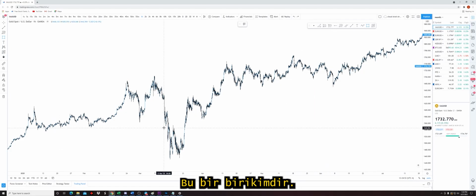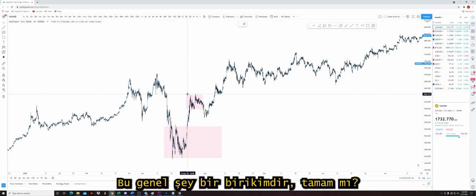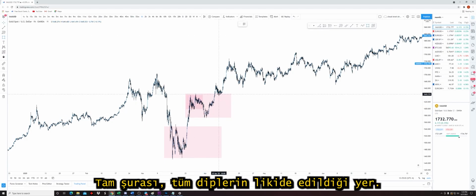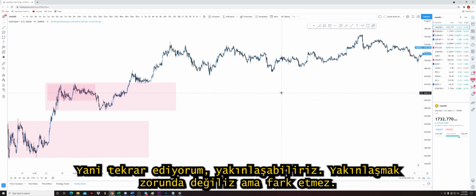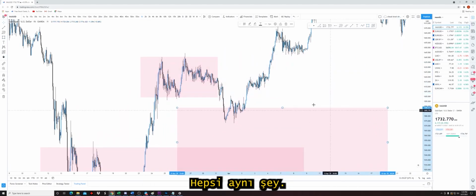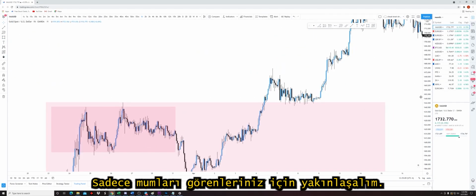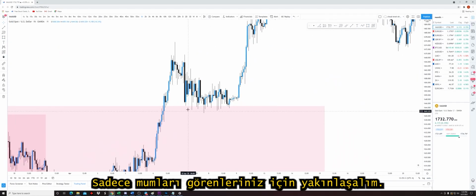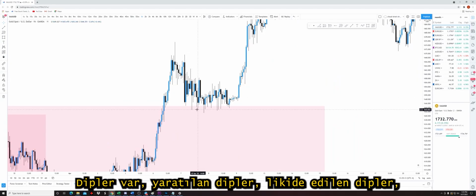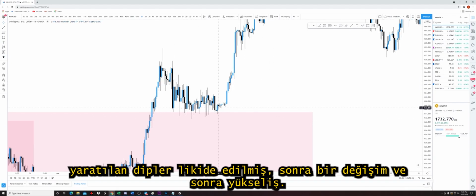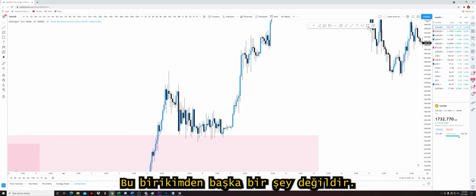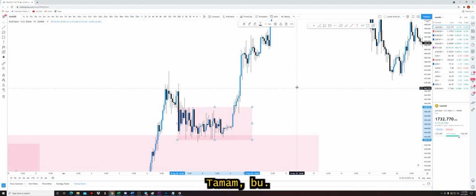Very quickly, this is an accumulation. This is a distribution. This overall thing is an accumulation, okay? This right here, with all the lows being liquidated, so again, we can zoom in, we don't have to be zoomed in, but it doesn't matter. It's all the same thing. Let's just zoom in for the sake of some of you viewing candles. You see how there's lows created, lows liquidated, lows created, lows liquidated, then a shift, and then you have the markup. This is nothing more than accumulation, okay?